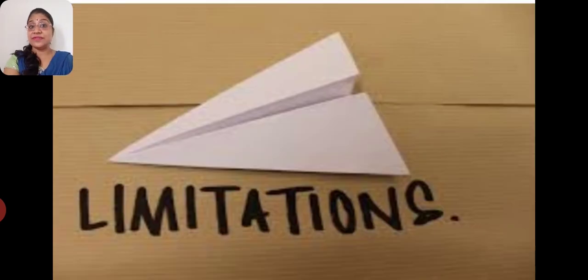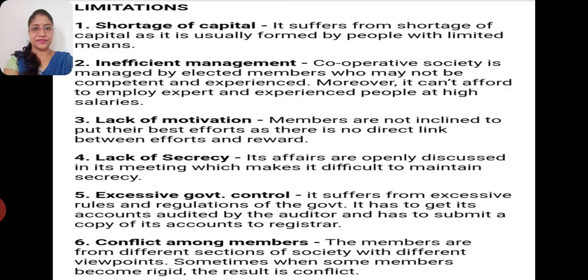Next we will see the limitations of the cooperative society. Number one is shortage of capital. It suffers from a shortage of capital as it is usually formed by people with limited means. Why are cooperative societies formed? They come together to protect their economic interest. So the members of a cooperative society already have limited means, and there may be a shortage of capital. This is the disadvantage, because there is no one with more capital or huge wealth in the cooperative society.